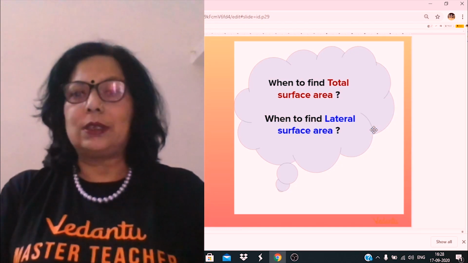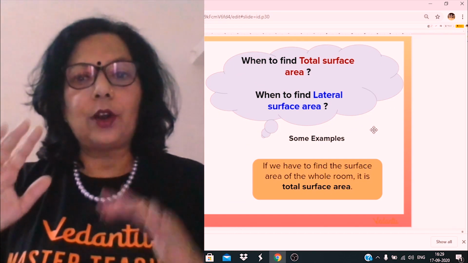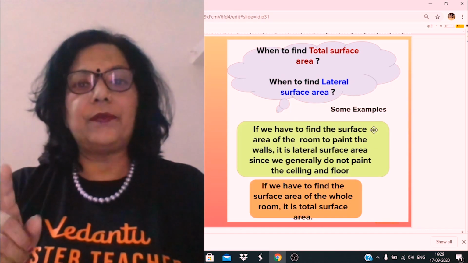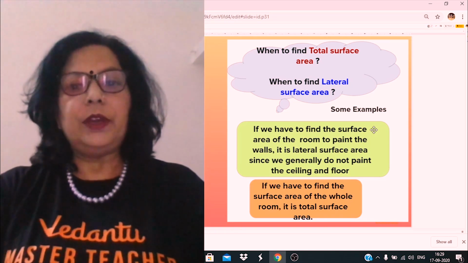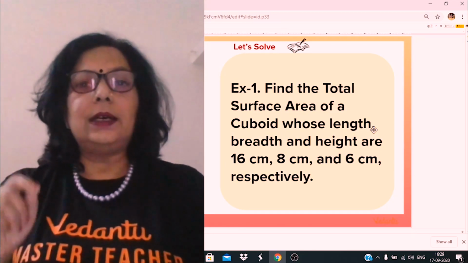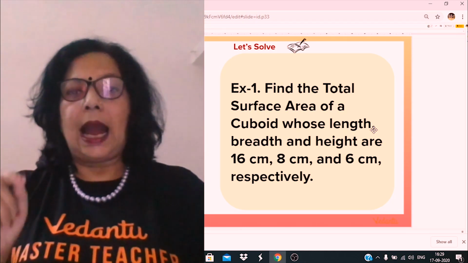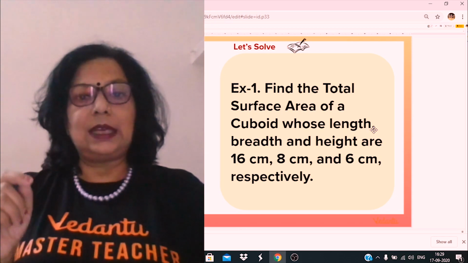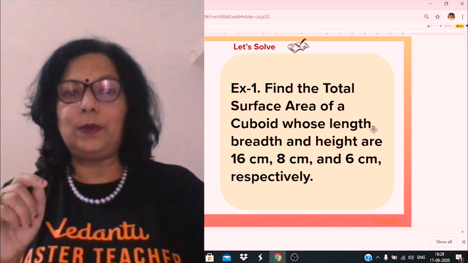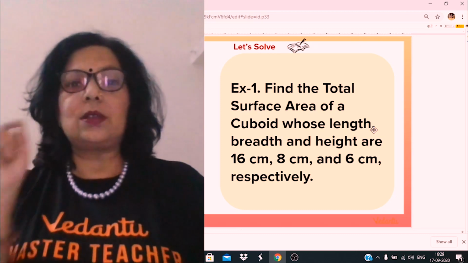So when do we find out the total surface area and when do we find out the lateral surface area? If we have to find out the surface area of the whole room, it is called the total surface area. And if we have to find out the surface area only of the walls to be painted, we find out the lateral surface area. Now let us solve. Find the total surface area of a cuboid whose length, breadth and height are 16, 8 and 6 respectively. Come on, start writing. Solve along with me. Write L is equal to 16. First of all, write the dimensions. B is equal to 8 and H is equal to 6.